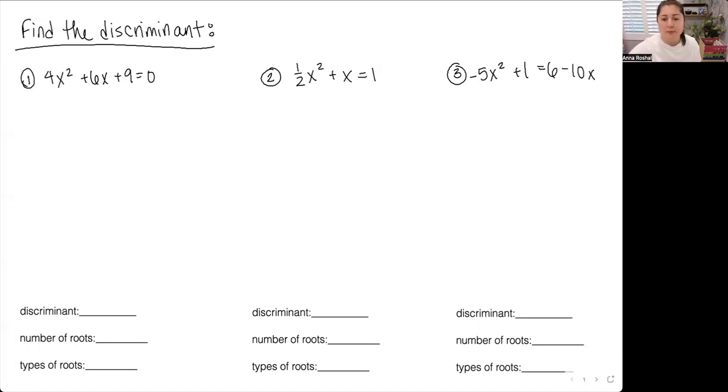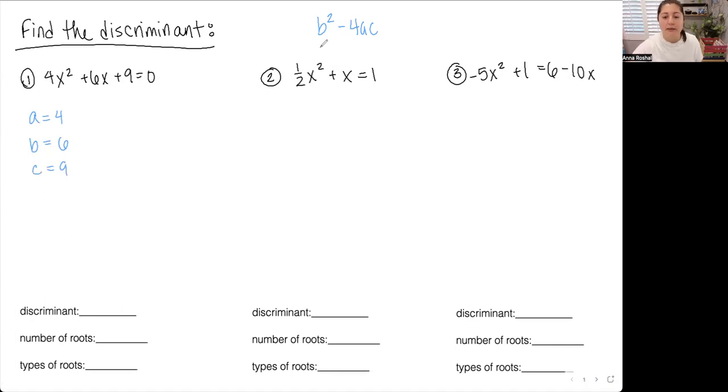So in order to find the discriminant, our job is to look for the thing that's inside of the square root in this quadratic equation, not including the square root. All we're looking for is b squared minus 4ac. Our goal is to get this quadratic equation into the standard ax squared plus bx plus c equals 0 form. This one is already in that form, so I'm just going to label my a is 4, my b is 6, and my c is 9.